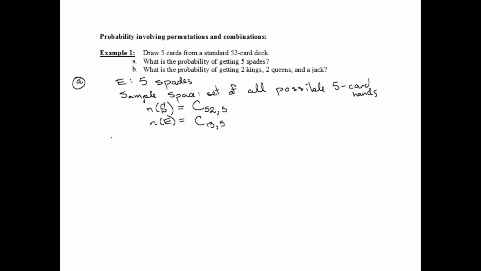So the probability that this event occurs, everything is equally likely. Every hand is just as likely as another. So we're going to take the number of outcomes in our event and divide by the total possible number of outcomes in our sample space. So our numerator is combination 13, 5. Our denominator is combination 52, 5.